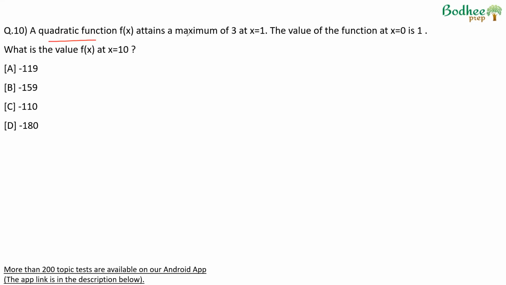A quadratic function f(x) attains a maximum of 3 at x is equal to 1. The value of the function at x equal to 0 is 1. What is the value at x equal to 10?